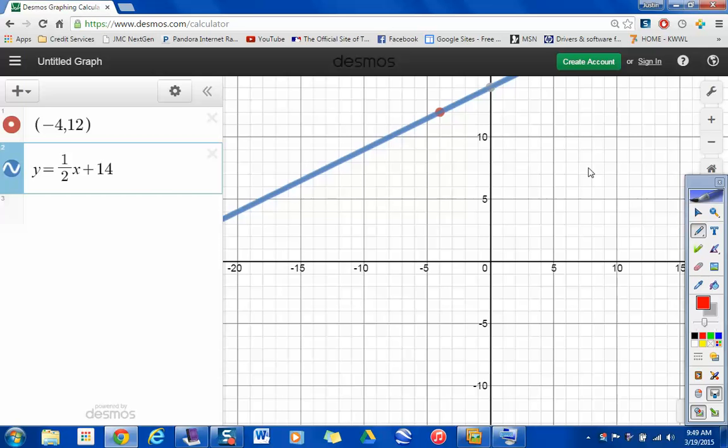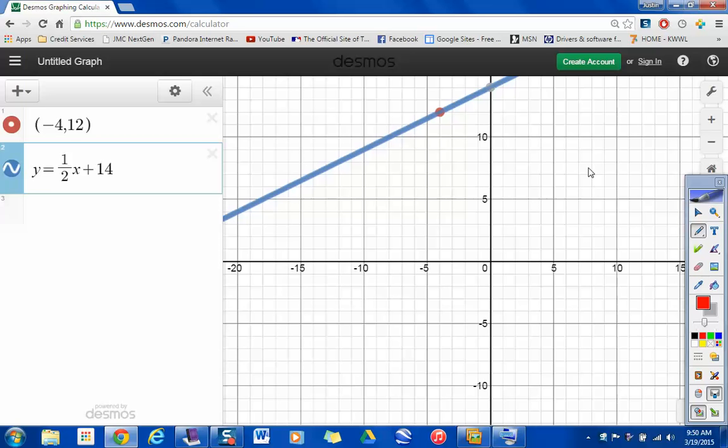So example 2. Understand I gave you a slope and a point. Put the slope in first. But that point doesn't just go in for the y-intercept. You got to plug it in for x and y and use that to solve for your y-intercept. Make sense? Okay.